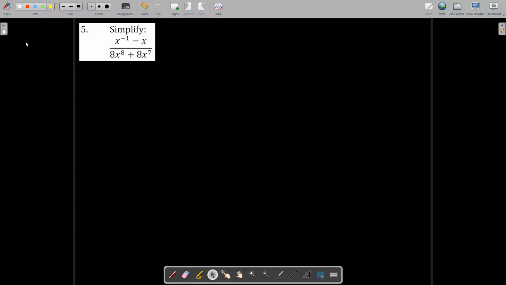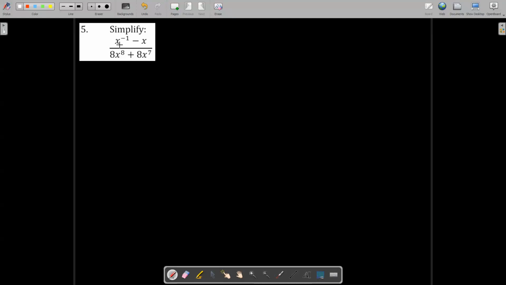Okay, welcome to number 5. This one is a little bit of a doozy. It just says simplify. Now, when something says simplify, that generally means that you're probably going to have to factor, especially if it's a rational expression, a fractional expression. So let's just see where we can go with this.